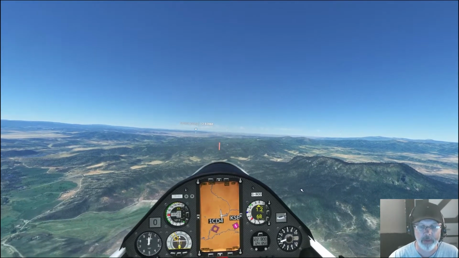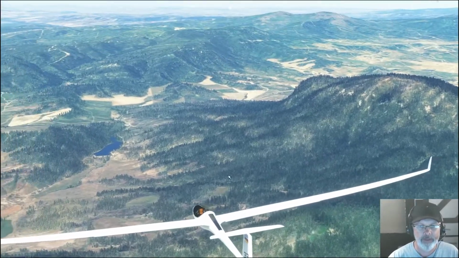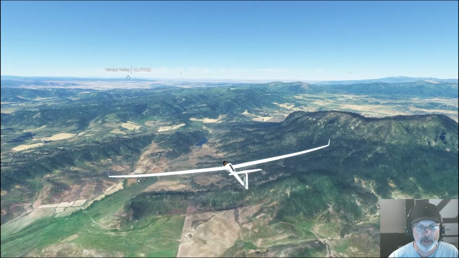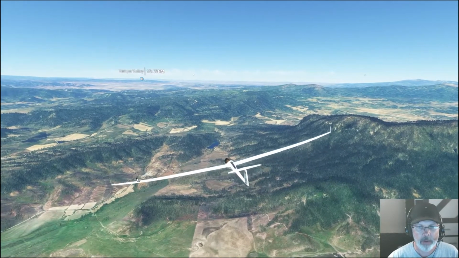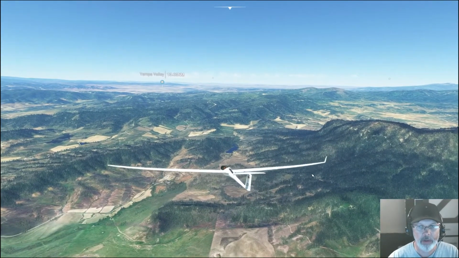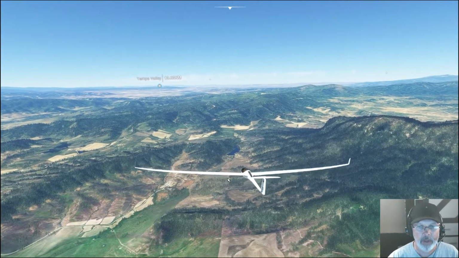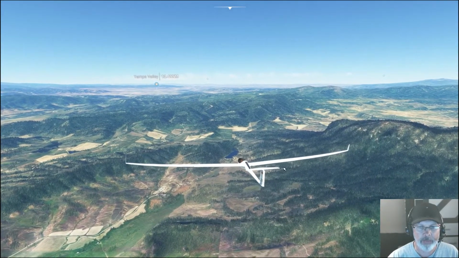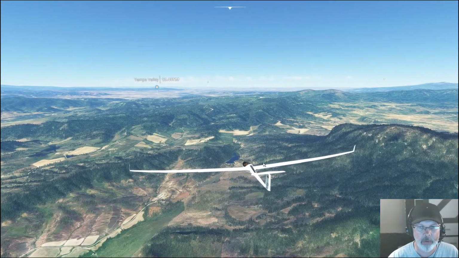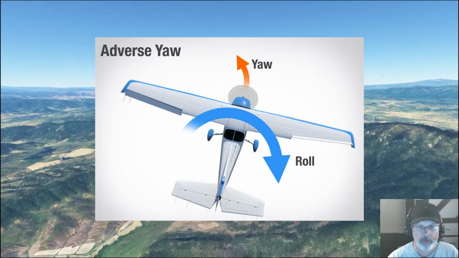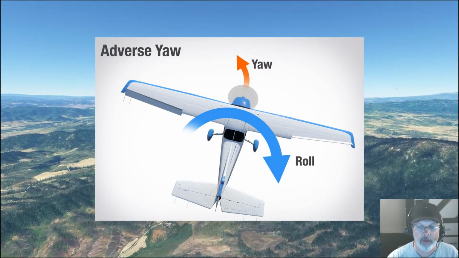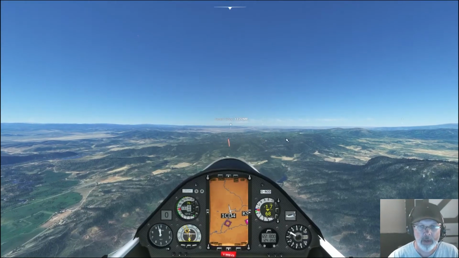Anyway, what is it? Adverse yaw is basically to do with the ailerons usually. It's caused by the down aileron creating more drag than the upgoing aileron. This causes a differential in the amount of drag from the wings, and it ends up pulling the nose of your aircraft in the opposite direction to the way you're actually turning. It's called adverse yaw because it's doing the exact opposite of what you want it to do. It looks a bit like this.